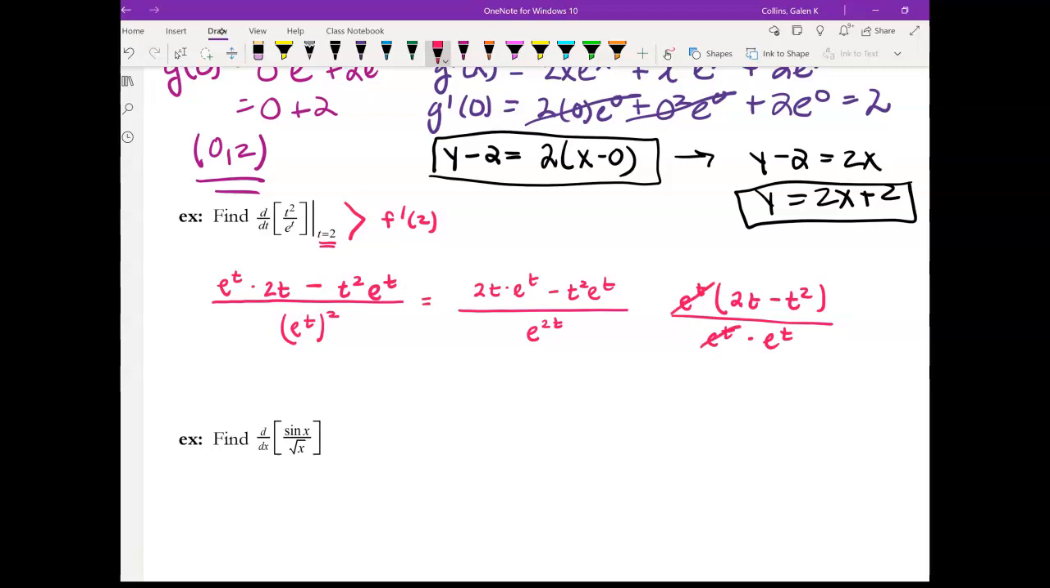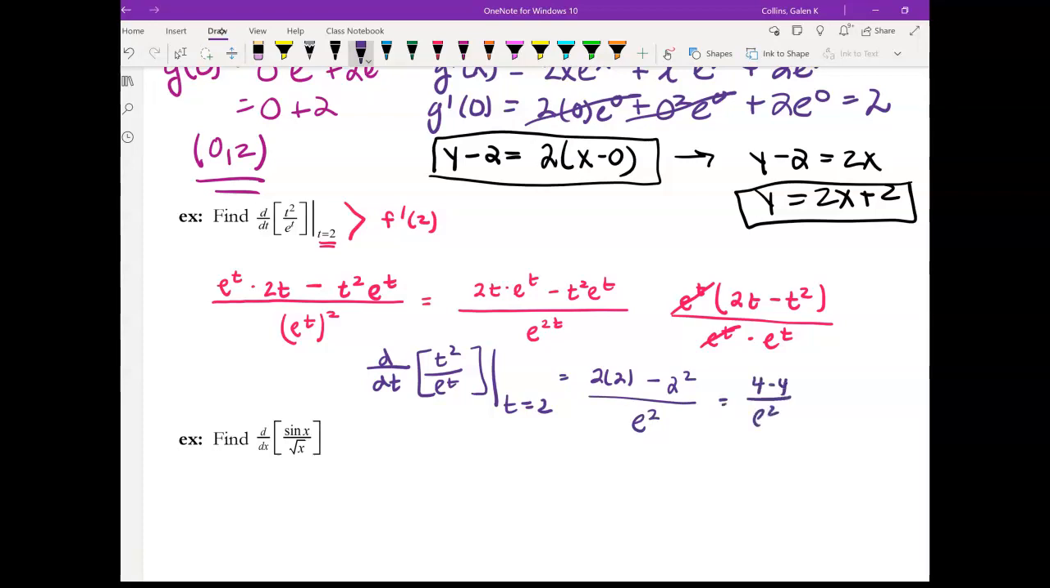All right, so if we evaluate our derivative for when t equals 2, this means evaluate the derivative for when t equals 2. When we plug that in, that's now going to be 2 times 2 minus 2 squared over e to the power of 2. So 4 minus 4 over e squared, which is 0 over e squared. And remember, that's just the number 0. When we have 0 in the numerator, it's fine.